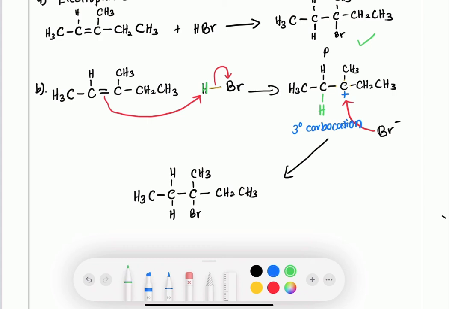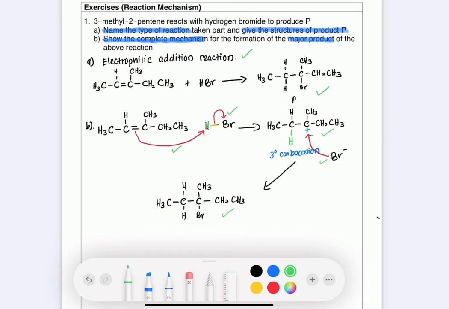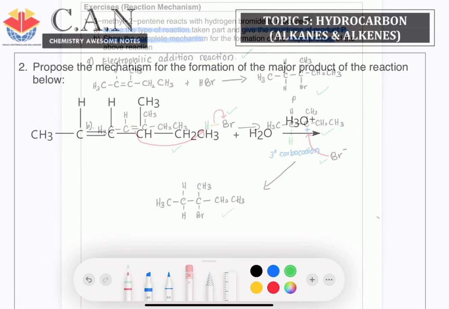So the marks will be given for the formation of carbocation, for the attack of bromine, and the production of the product. So there you go. This is the answer for the question at page 45.